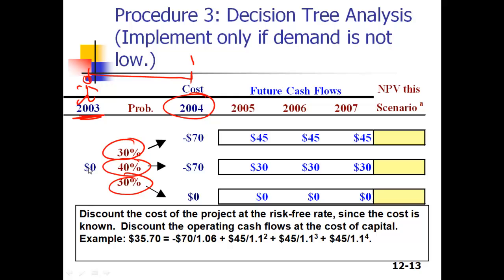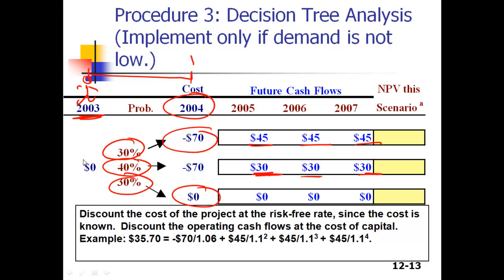Now, sitting at time 0, do you know that there's a 30% chance that you will have a high demand? So that means there is a 30% chance that you will invest the 70 million, and then the cash flow will be 45, 45, 45. There is a 40% chance that the cash flow will be 30, 30, 30. And there is a 30% chance that you will have low demand. Once you figured out that there is low demand, would you build the plant for 70 million? No. So do you see why this is 0?